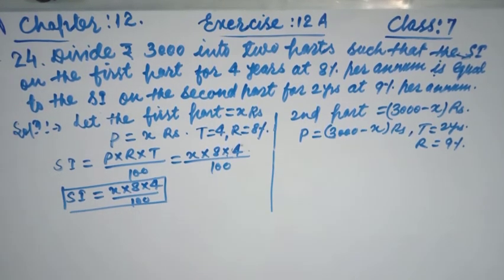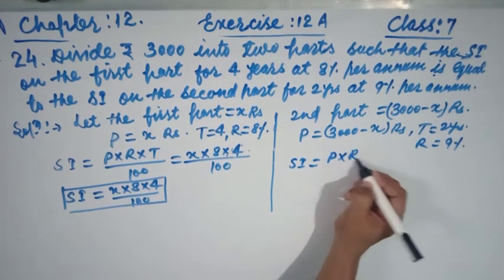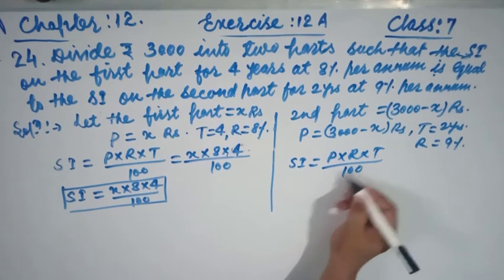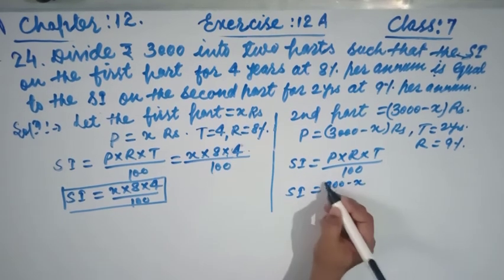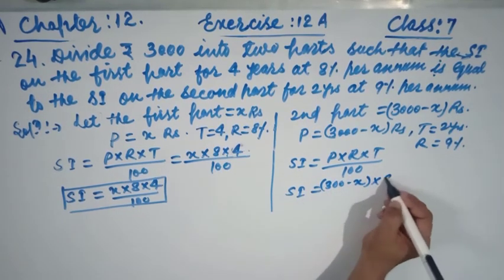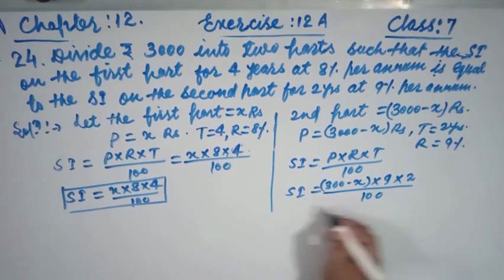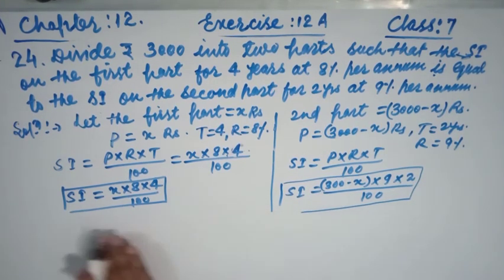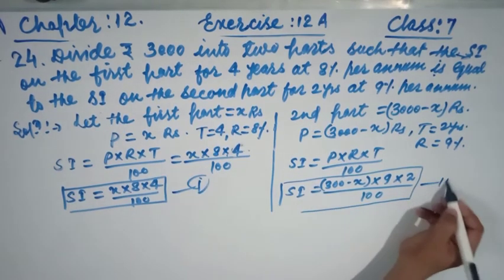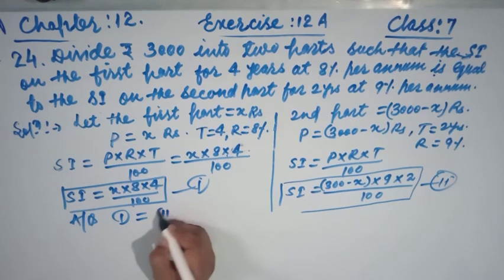Now for the second case, SI is equal to P into R into T divided by 100. P is equal to 3000 minus x, multiplied by R, which is 9, and T, which is 2 years, divided by 100. But this question says both SIs are equal, so we can easily equate. According to the question, the first is equal to the second.